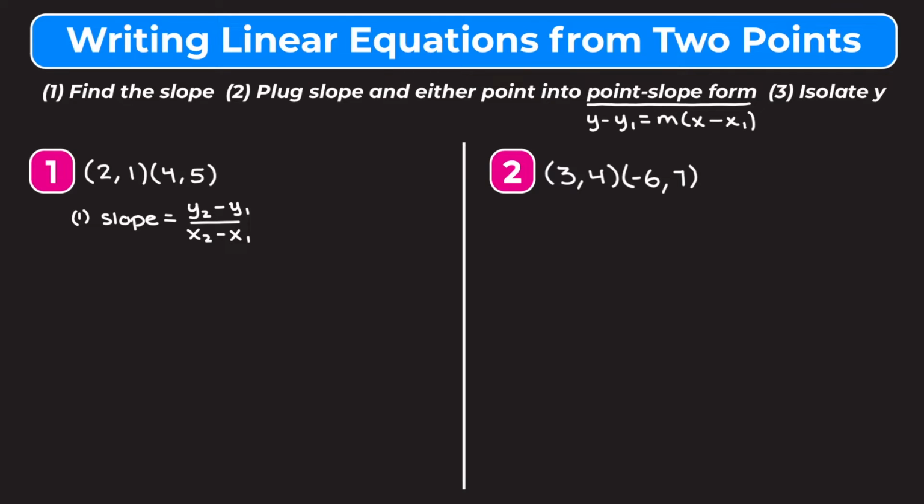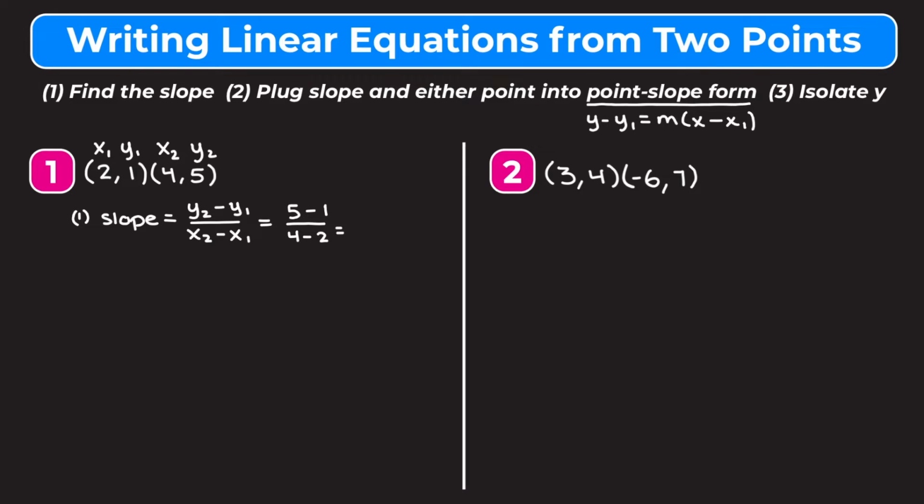And I'll just label up our points with x1, y1, x2, y2. So I'll say (2, 1) is our first point, so we have x1 and y1. And I'll say (4, 5) is our second point, so we have x2, y2. Now we're just going to plug in our values. So our y2 is 5, minus our y1 of 1, our x2 is 4, minus our x1 of 2.